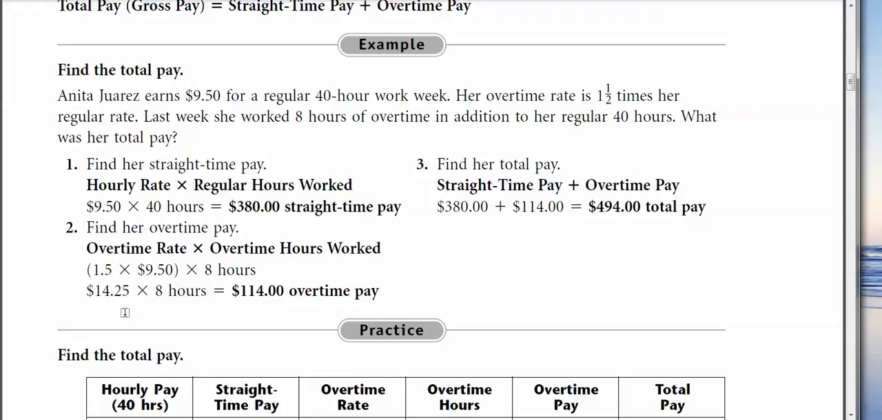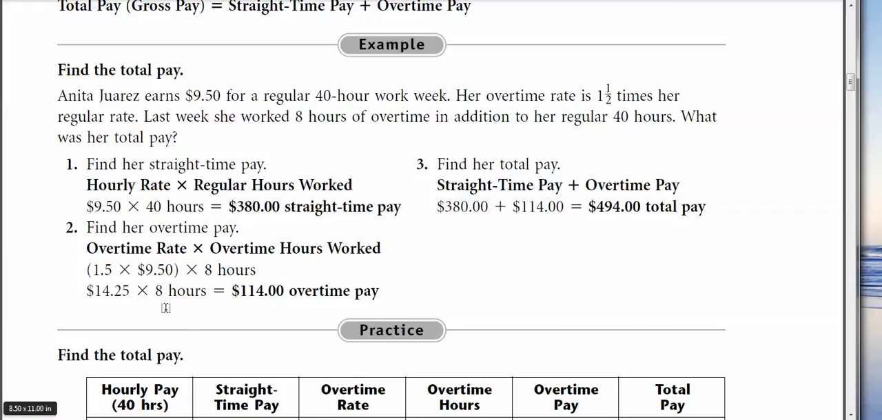I'll make half extra. So I take whatever rate, in this case it was $9.50, and cut it in half, and then add it back to the $9.50. Okay, so that's going to give us a rate. So now every time we work overtime, we're going to make $14.25 per hour.